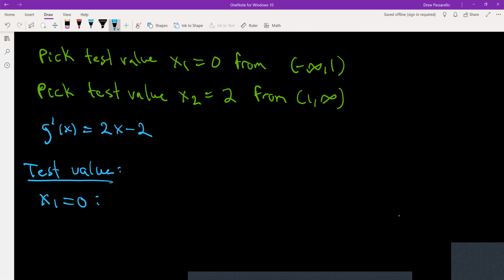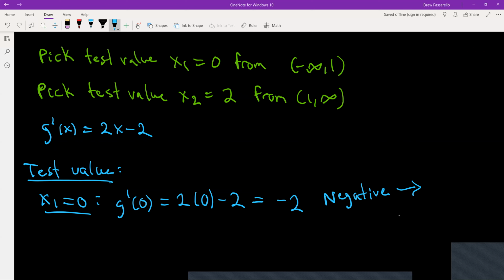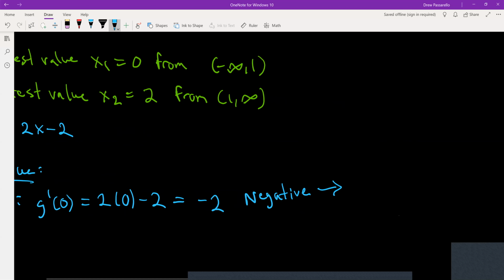If its first derivative, g prime of x, is negative, that means the function is decreasing. All right, so it's decreasing. And this came from the interval -infinity to 1. So it's decreasing on -infinity to 1.